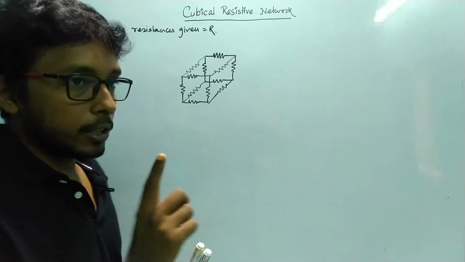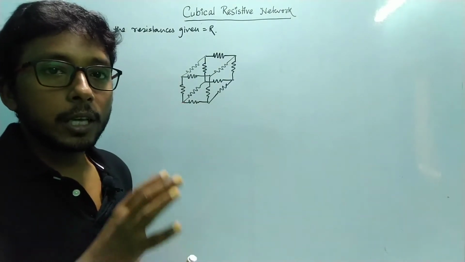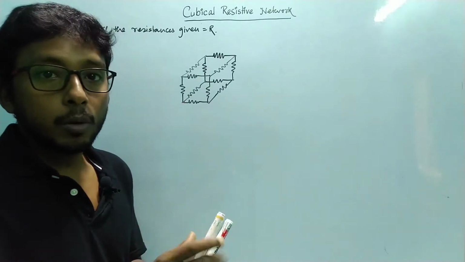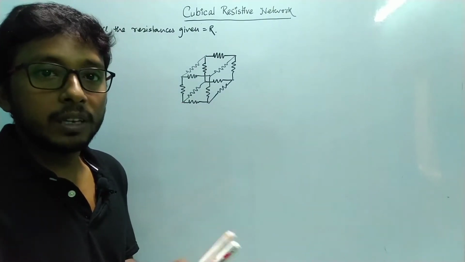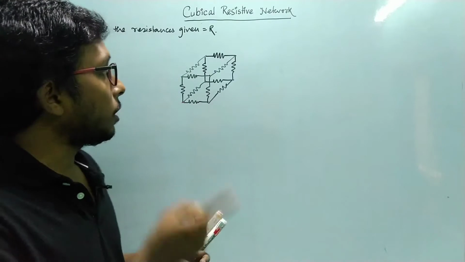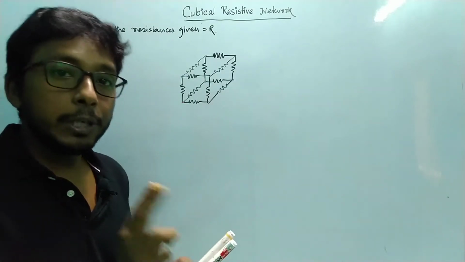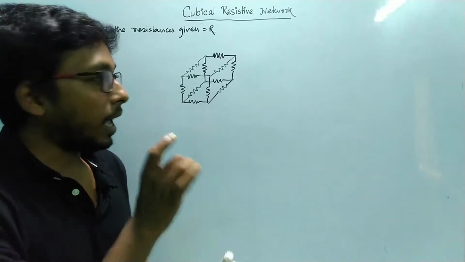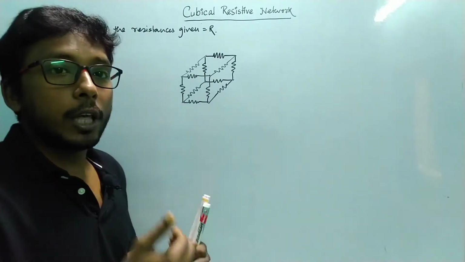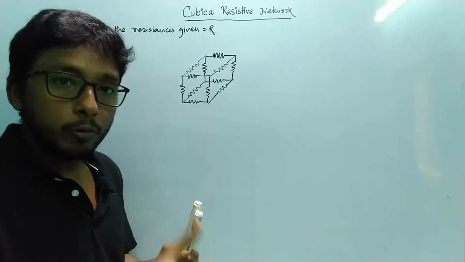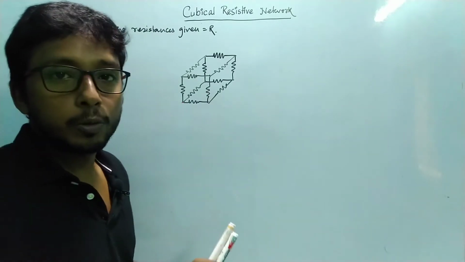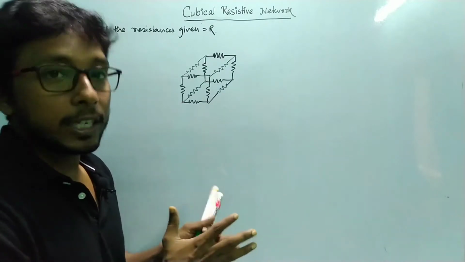Now, first we have to calculate the equivalent resistance between two vertices on the space diagonal. Next, we have to calculate the equivalent resistance between two vertices on face diagonal, and third, we have to calculate the equivalent resistance between two vertices on the edge, any of the edge of this cube. Let's begin with the first problem.